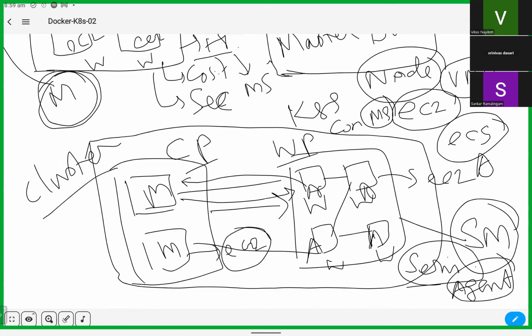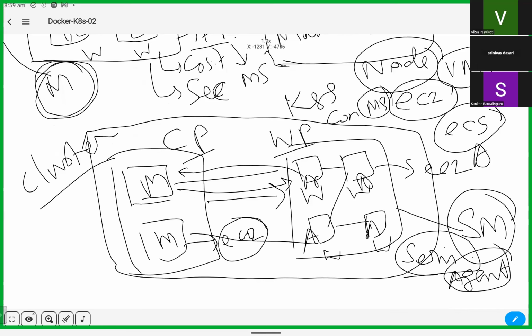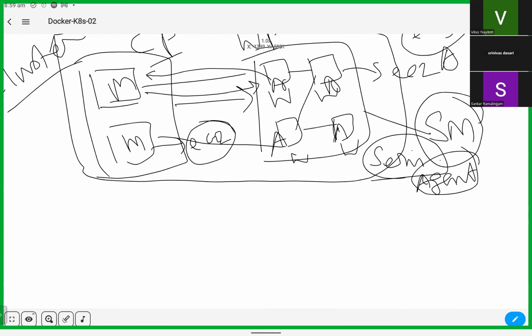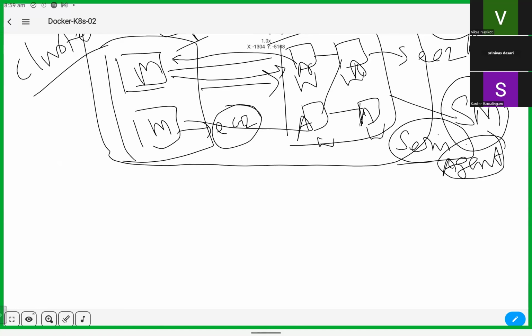Shankar, most of the time we are talking only about Linux, right? Can we have containers in Windows? There are containers in Windows, but there is no difference as such with respect to containers on Linux or Windows.